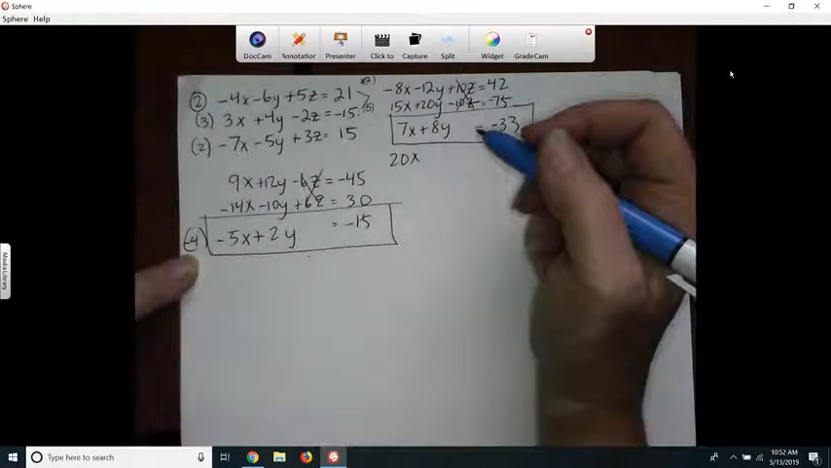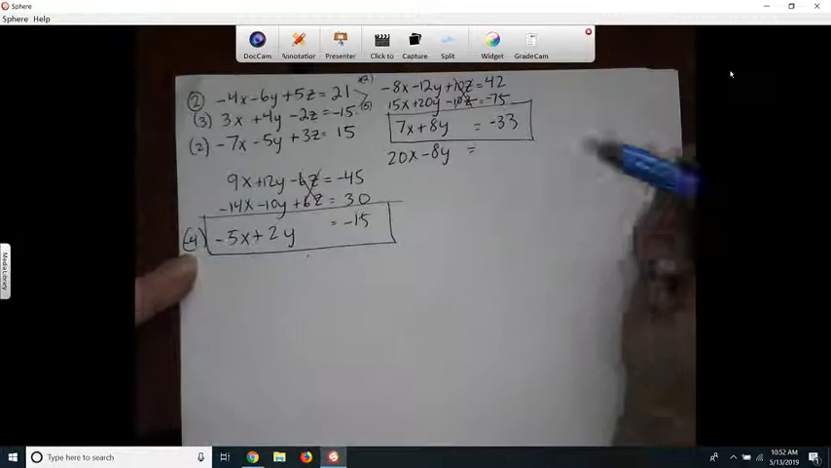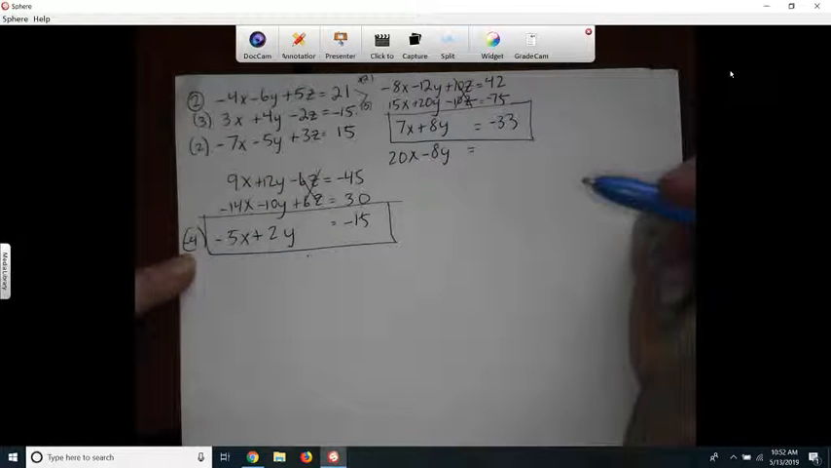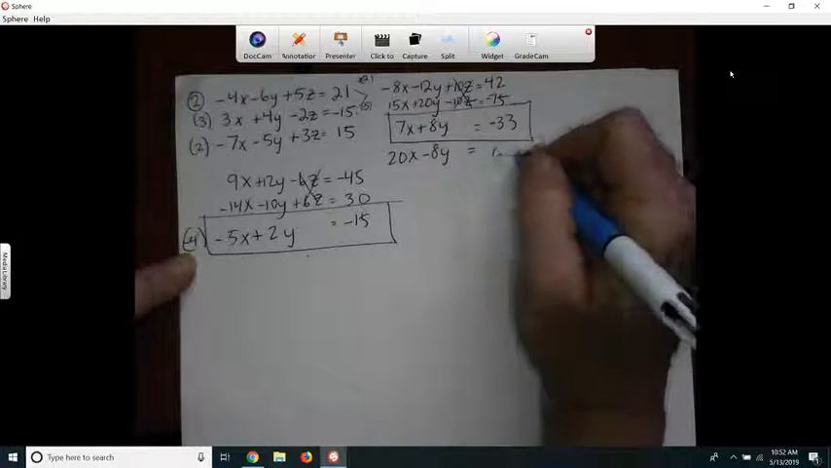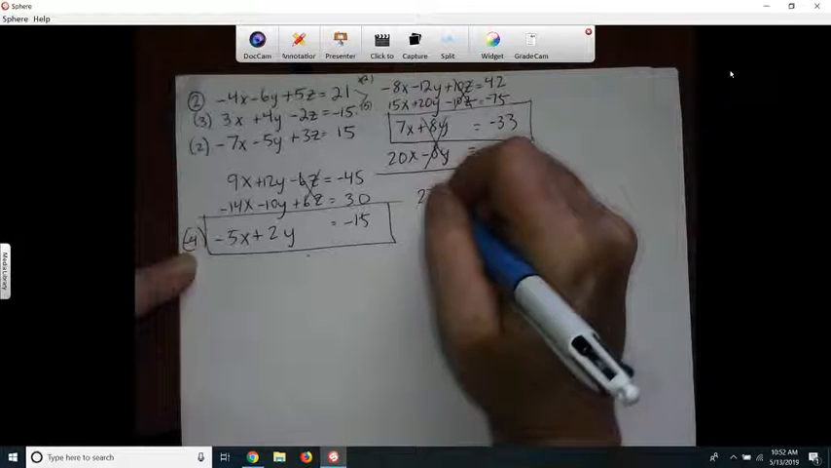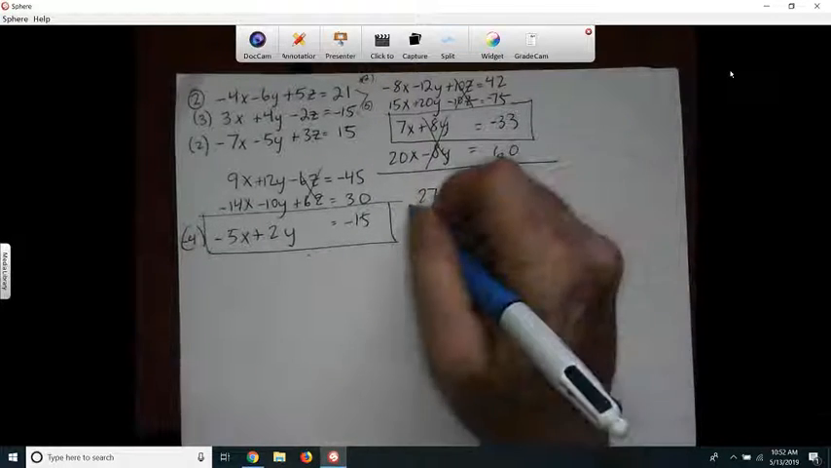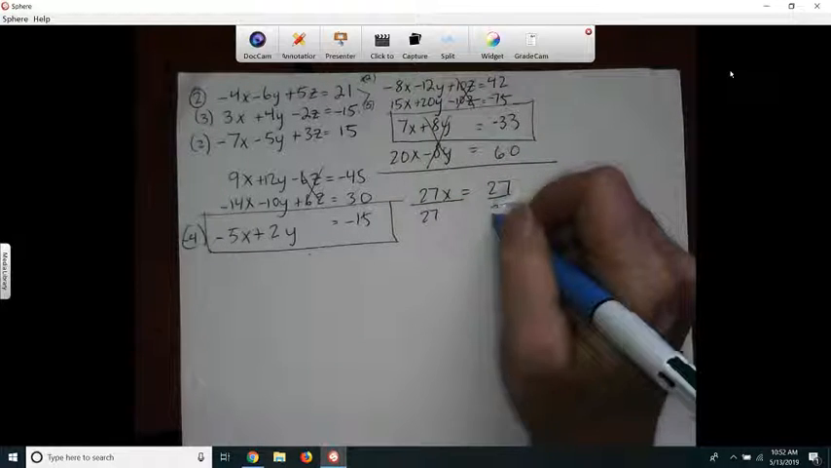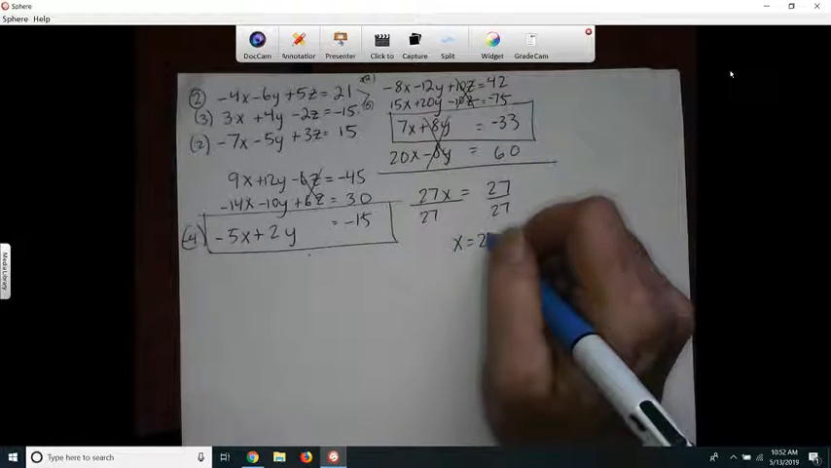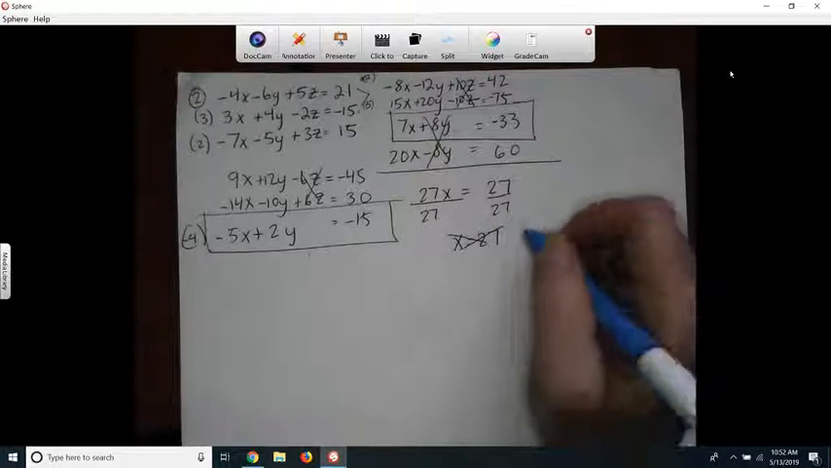Negative 4 times 2 is negative 8. And then negative 4 times 15, 60. I think that's 60. And then these will go away. And now I've got 27x equals 27. So x equals 1, right? I've got that x equals 1.